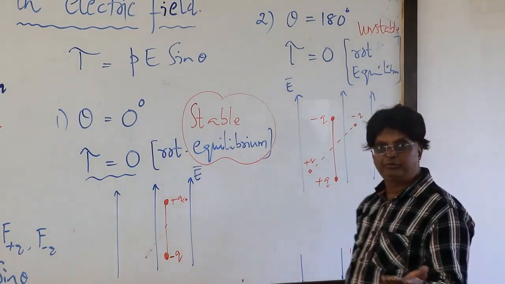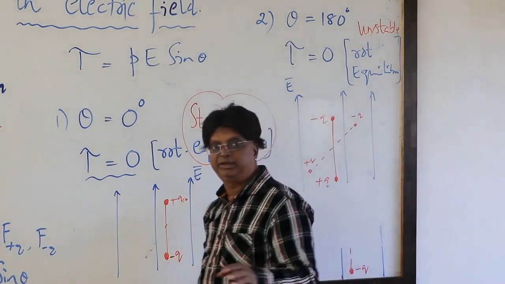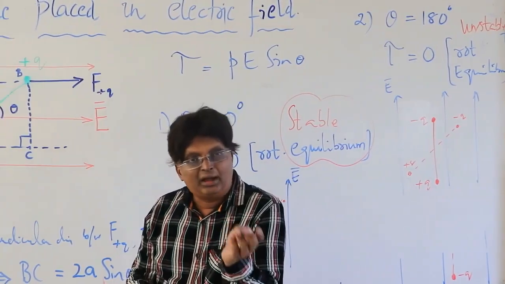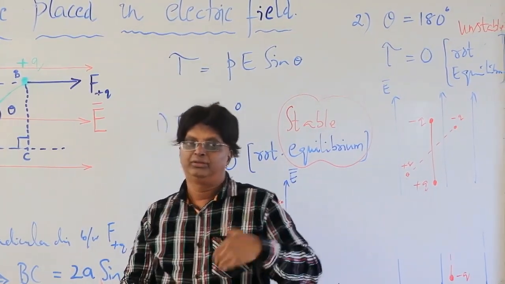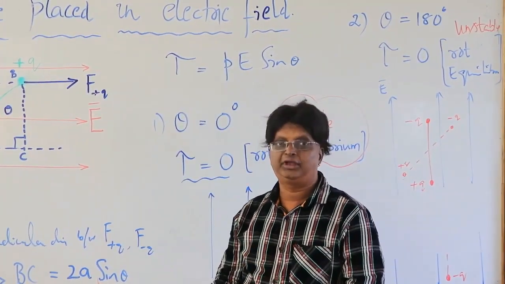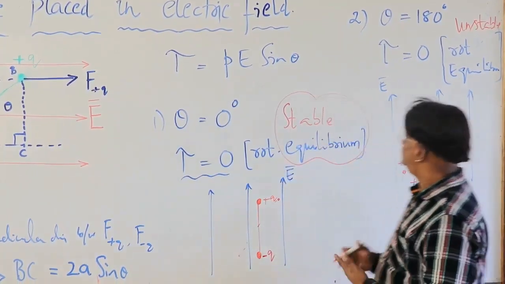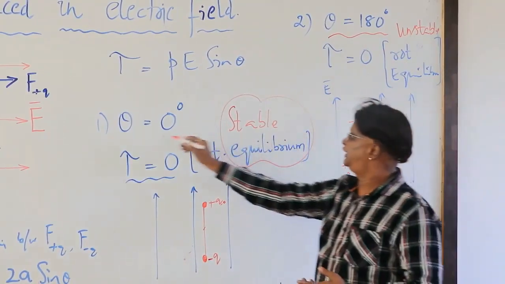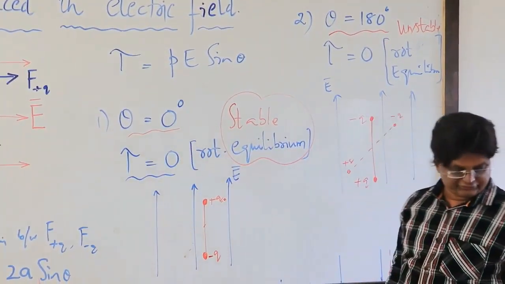Because this is what is asked in examples for board or CET or NEET examinations. He says stable equilibrium position, unstable equilibrium position. There you need to substitute the theta values as 0 degrees and 180 degrees. Unstable 180 degrees, stable theta equal to 0 degrees.